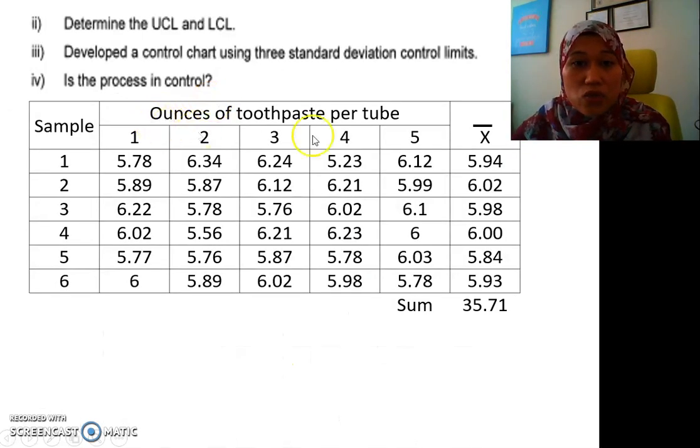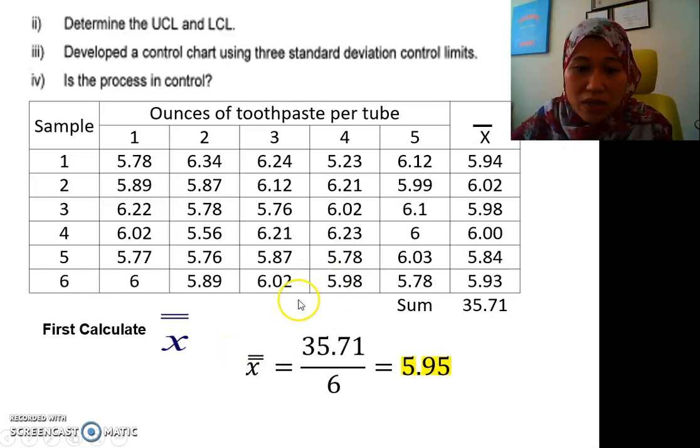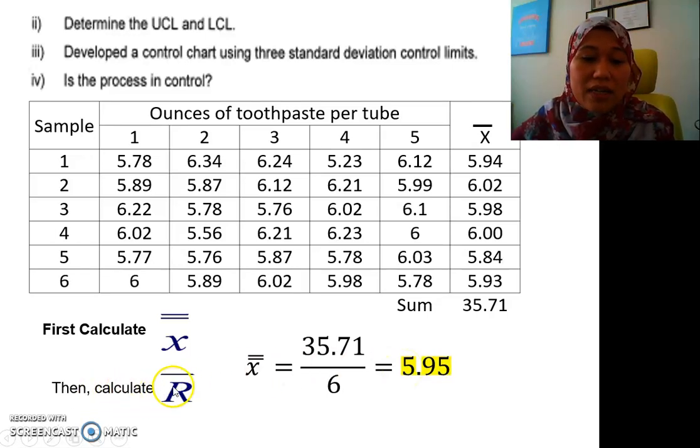The next step is to find the X bar. What X bar means here is the average of the 5 tubes. You have to do this for samples 1, 2, 3, 4, 5, and 6. After you've taken all the averages, you need to do the sum, because you need to calculate the X double bar, which means the average of averages. For this case, we have the sum 35.71 and we divide by 6, so we have 5.95.